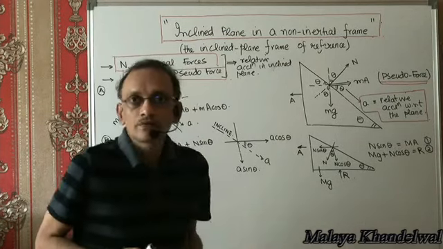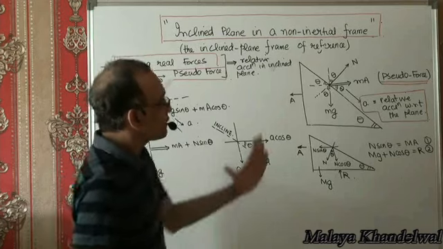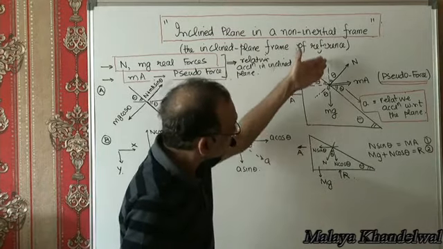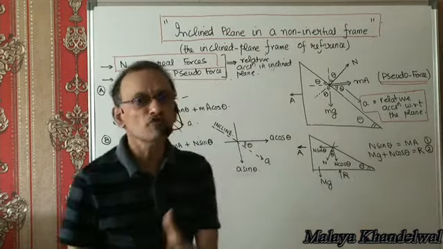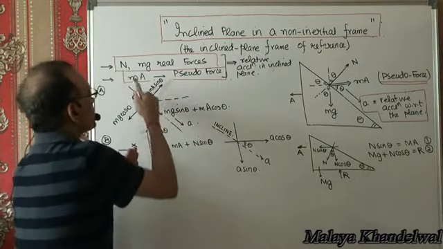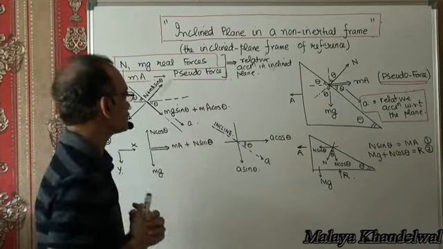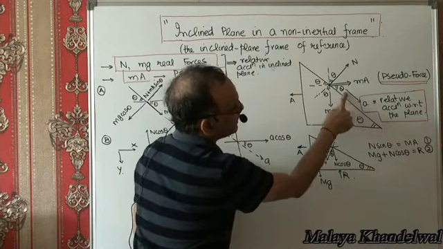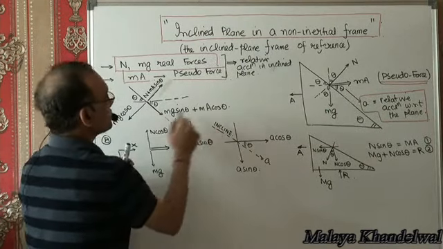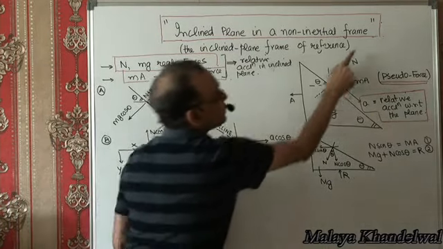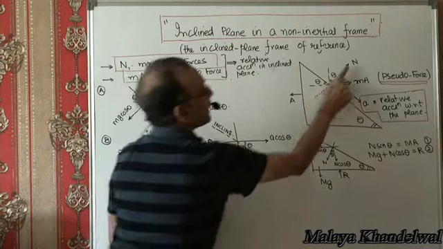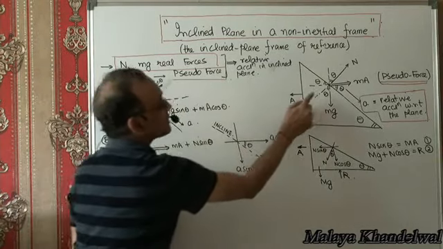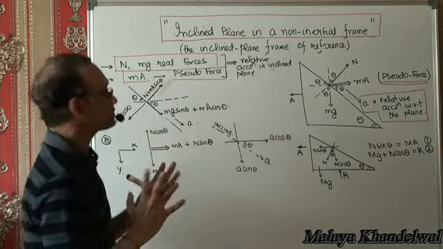I could have written my equations of motion for small m parallel to the plane and perpendicular to the plane, or in the vertical direction and the horizontal direction. If I choose directions parallel and perpendicular to the plane, then parallel to the plane the set of real and pseudo forces is ma cos theta plus mg sin theta. Perpendicular to the plane, we have N plus ma sin theta, and there is mg cos theta like this.